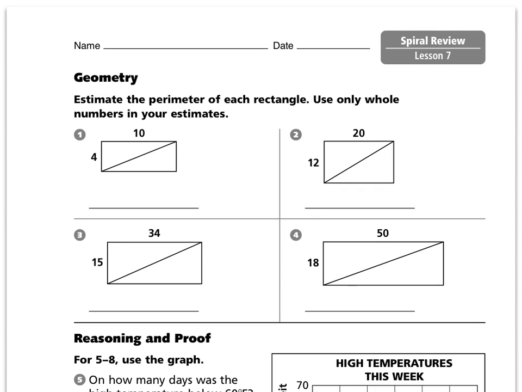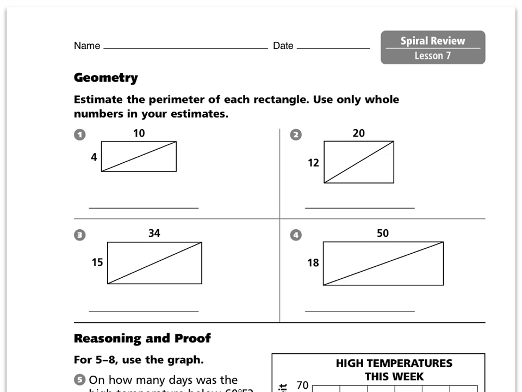Let's look at Chapter 6, Lesson 7 review. Estimate the perimeter of each rectangle. Use only whole numbers in your estimate. So what you want to do is not have an exact answer. So do not go around and add up 4 plus 10 plus 4 plus 10.